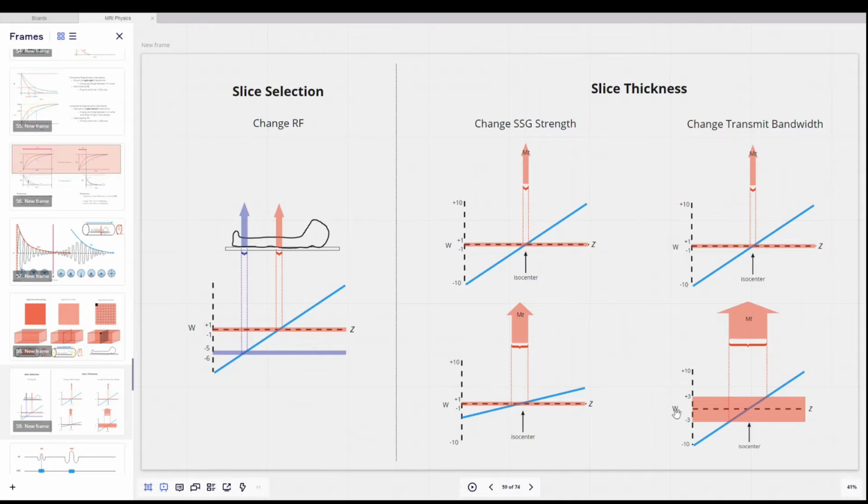If we broaden our transmit bandwidth and we make our bandwidth 6, between +3 and -3, well, you've just excited a greater range of frequencies in the patient. And so it should be intuitive at that point that if you're exciting more frequencies in the patient, you're going to have a thicker slice.